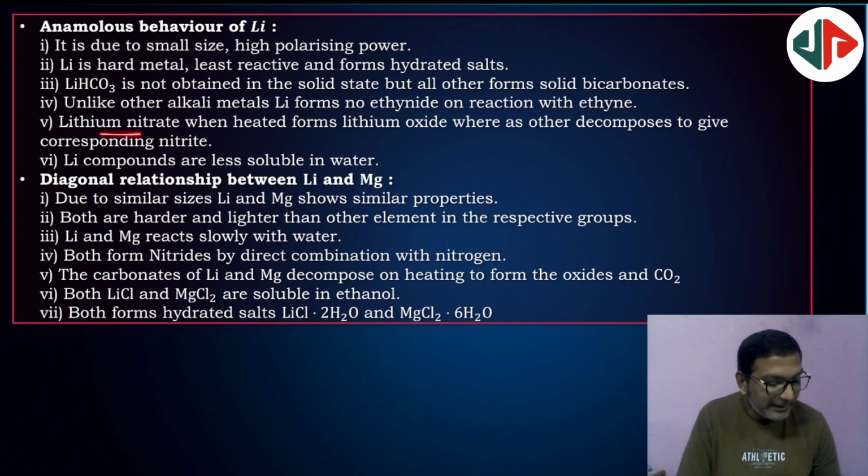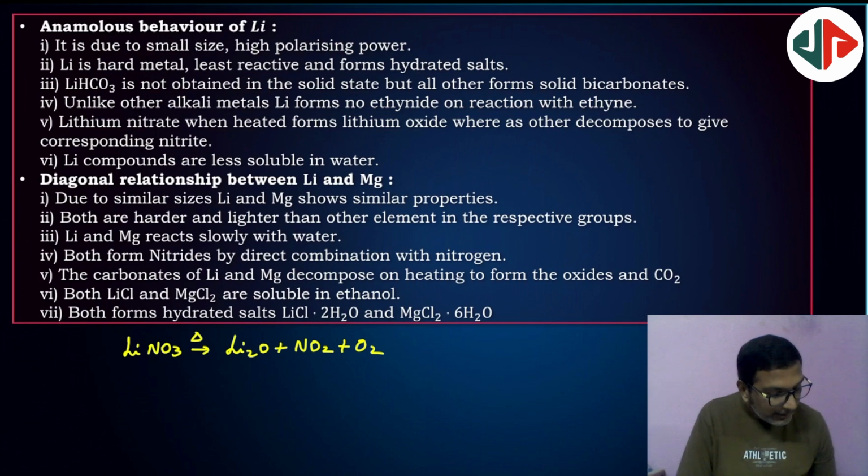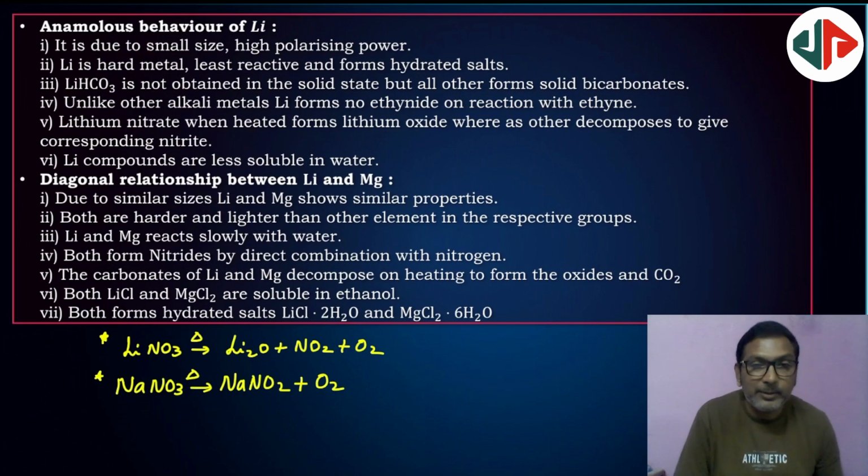Next, lithium nitrate, when heated, forms lithium oxide, whereas the remaining form nitrites. That means LiNO3 on heating gives Li2O, NO2 plus O2. Remaining, NaNO3 on heating gives NaNO2 plus O2. Nitrite plus O2. Important property.